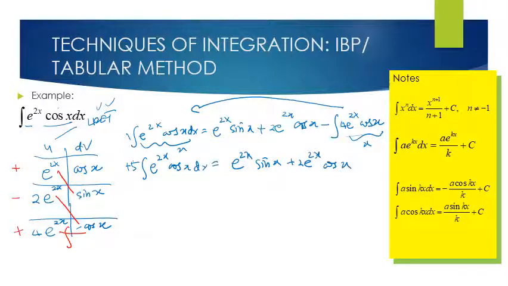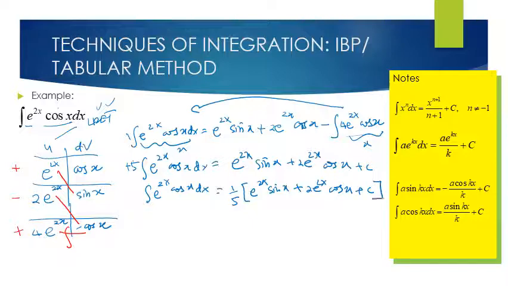So just put plus c because we already did the integration part. Next, we want to get only this term. Since we only want e^(2x) cos x dx, we can bring the 5 to the right side, and we will get 1 over 5 times (e^(2x) sin x plus 2 e^(2x) cos x) plus c. So this will become our final solution.